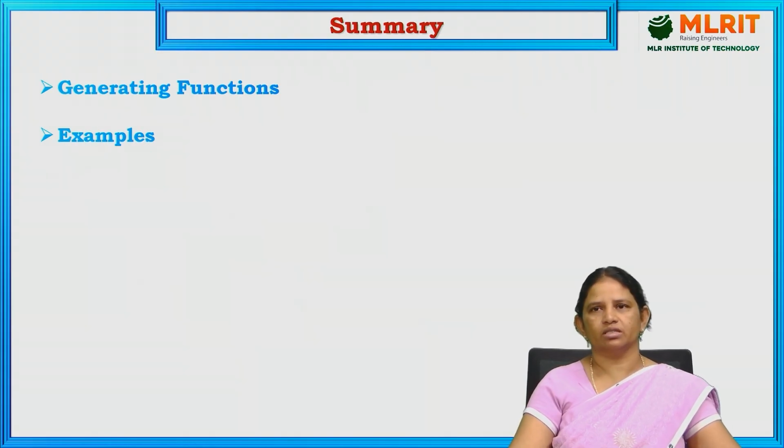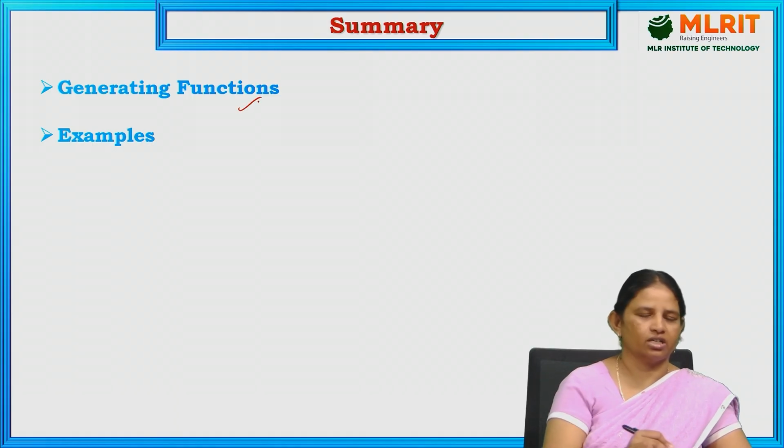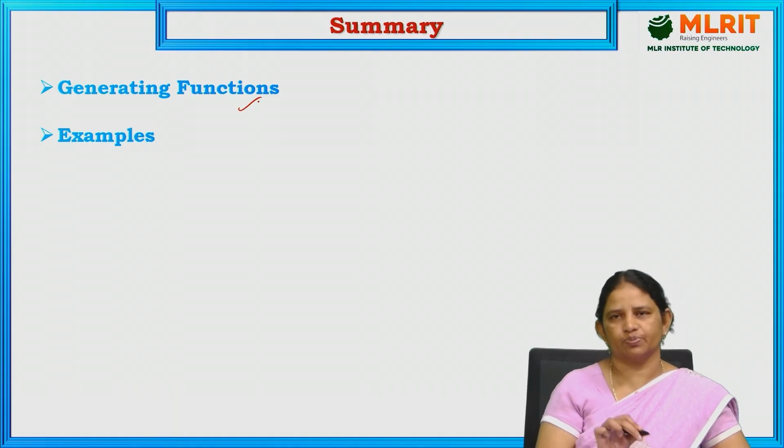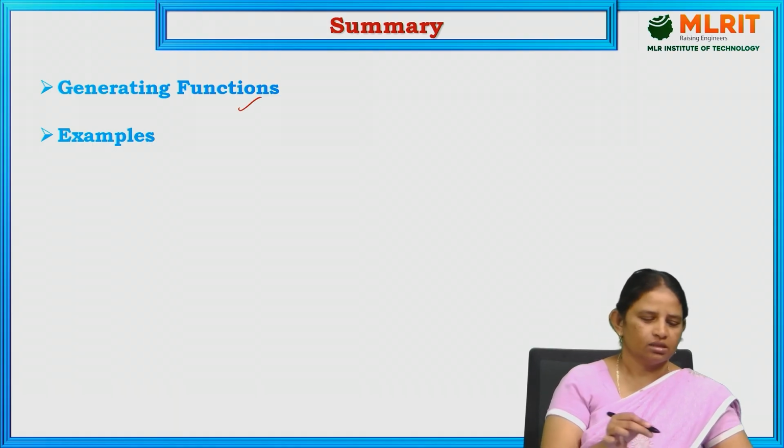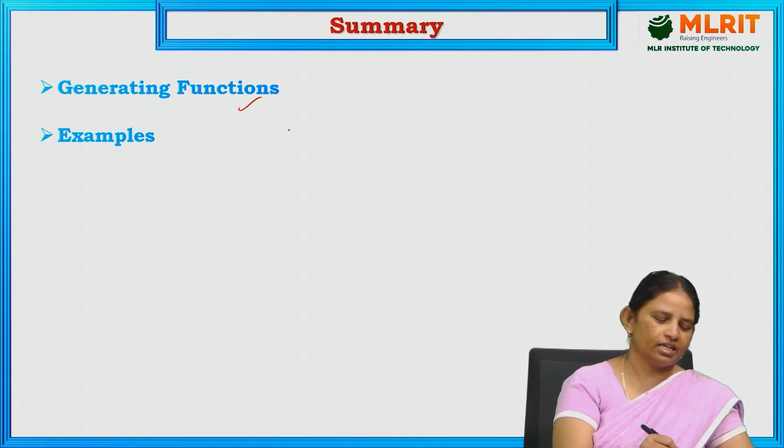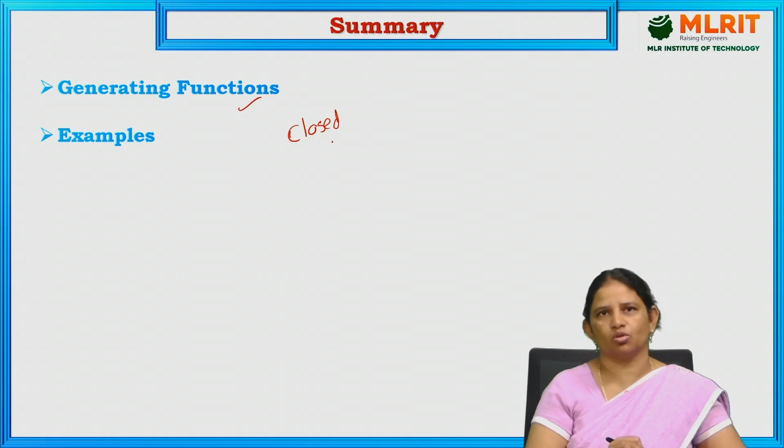So, what we have discussed: what is meant by generating function, how to find the expansion of the generating function, then how to find the generating functions in closed form, and we can understand those concepts by taking some examples. Thank you.